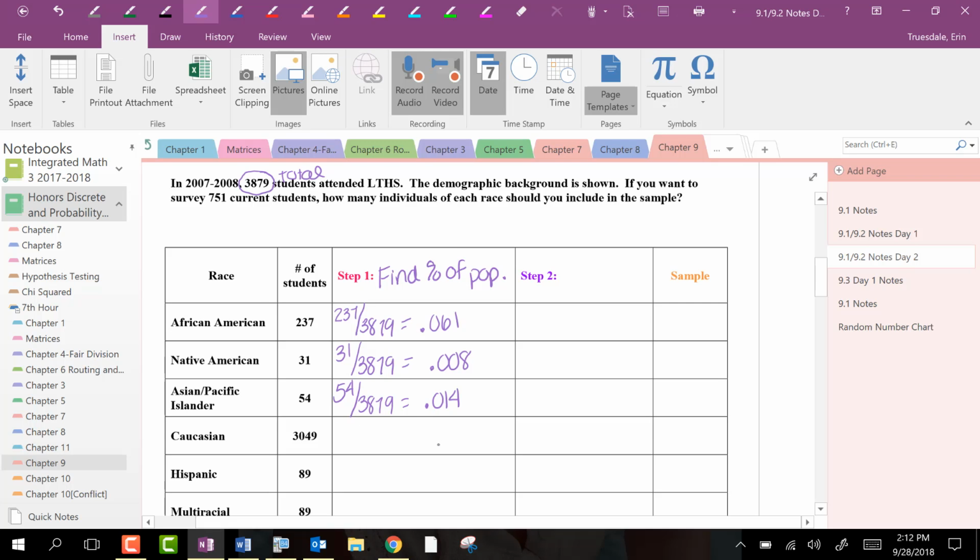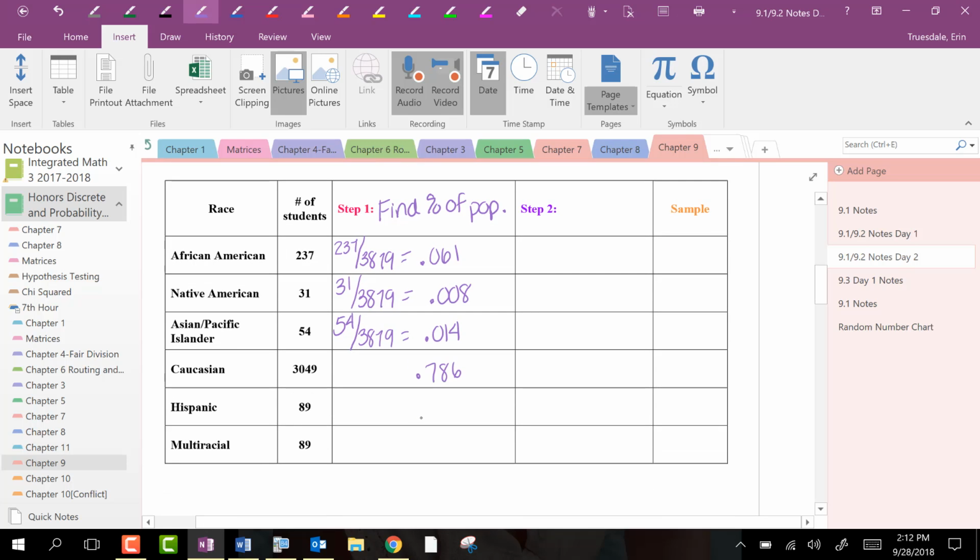0.014. Okay, this one would be 0.786, 0.108, and then 0.023. I think actually this one got changed to 419, just so that you have accurate data.